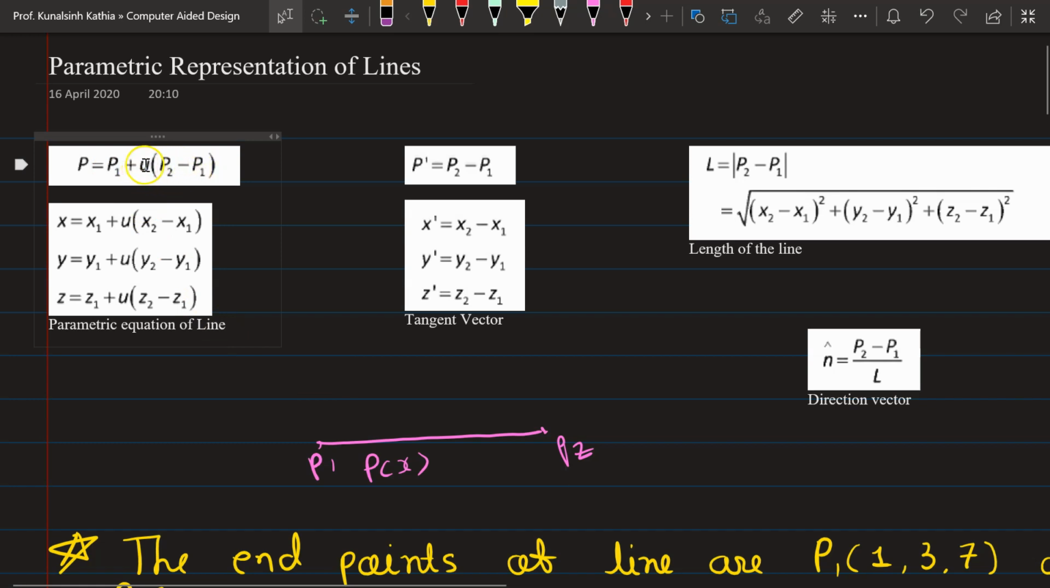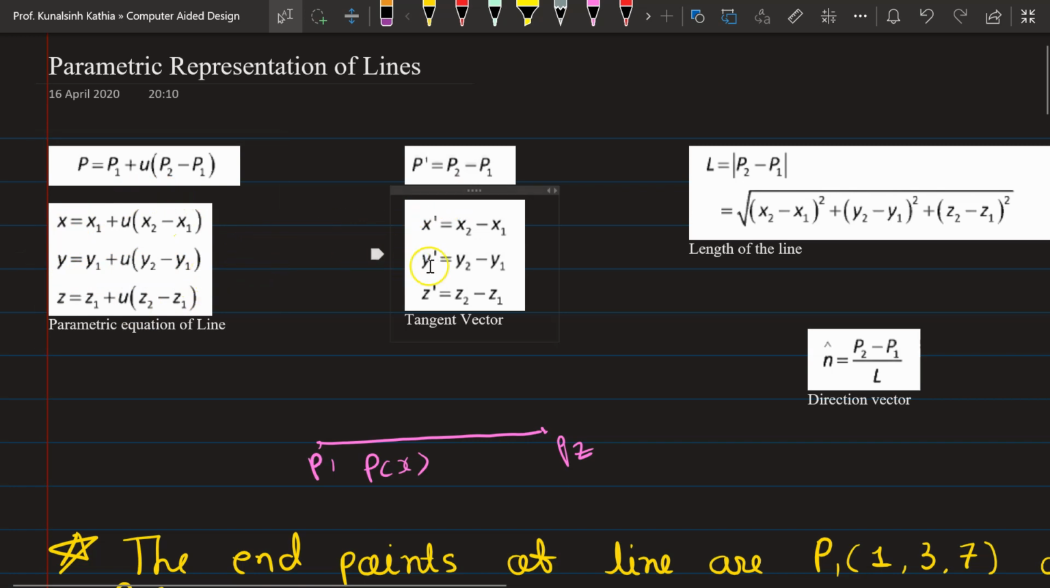Now U is a kind of constant for the numerical. If we want to calculate the x, y and z coordinates, the respective equations will be x1 plus u (x2 minus x1). Here x1 is the x coordinate of P1 and the x coordinate of P2 is known as x2. So this is the general idea of the parametric equation of a line.